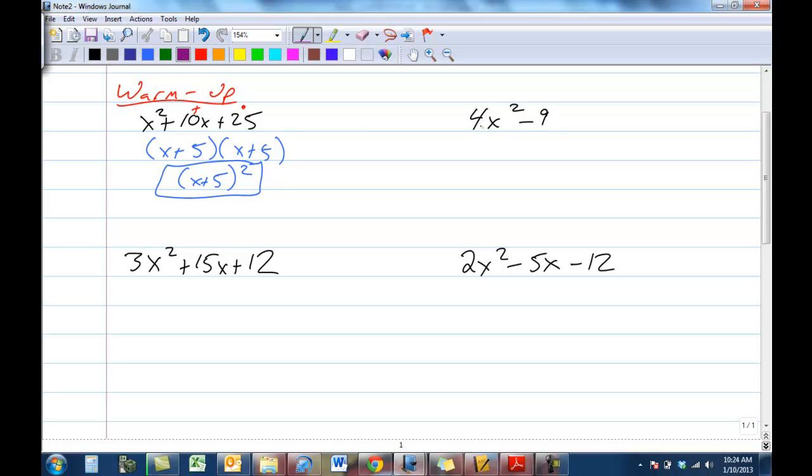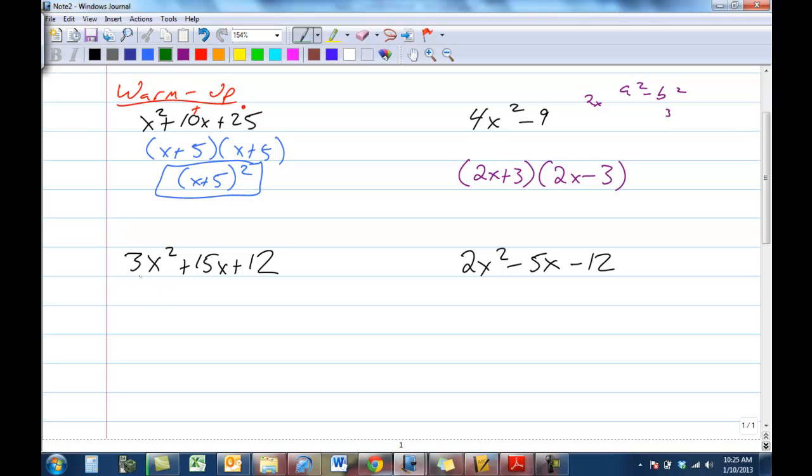This one, this is a difference of squares. A squared minus b squared. So if a squared is 4x squared, that means that a is going to be 2x. And if b squared is 9, that means that b is 3. So this factors 2x plus 3, 2x minus 3.